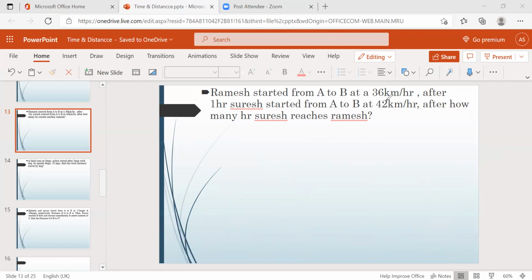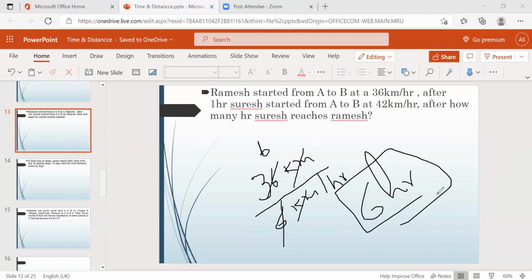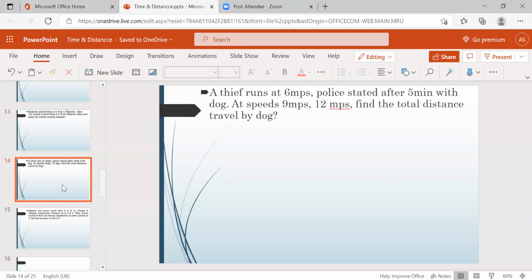So what's the difference? 36 kilometers in 1 hour, by additional speed 6 kilometers per hour. This was the answer. So no need to take ratios, nothing. Just calculate this difference and the time. Now kilometer gets cancelled. 6 by 6, so 6 hours directly. In 6 hours, Suresh reaches Ramesh. Clear? Now we'll do the same type of problem.